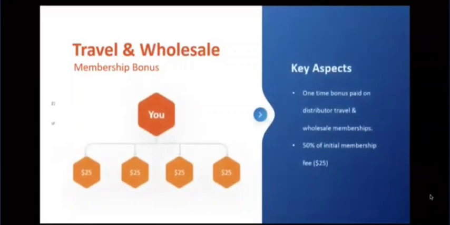Now we're calling this one the travel and wholesale membership bonus. Basically, you know how when you come in, it's $59.95. We know that $9.95 is for the first month's membership. The other $50 is the enrollment fee. And what we do is anybody that you bring in, if you bring in somebody, they sign up for $59.95. Of the $50 for the enrollment fee, we're going to pay you $25. So you're going to get half of that. So if you bring in four people at $59.95, you're going to make $100. And you can bring in as many people as you want.